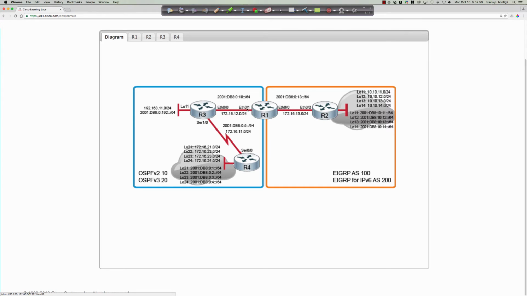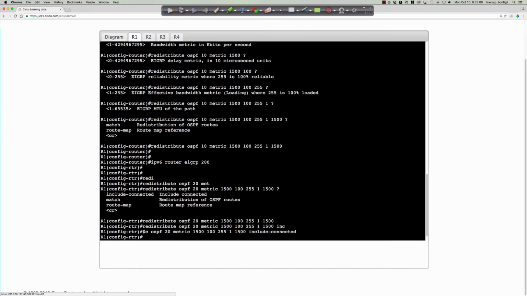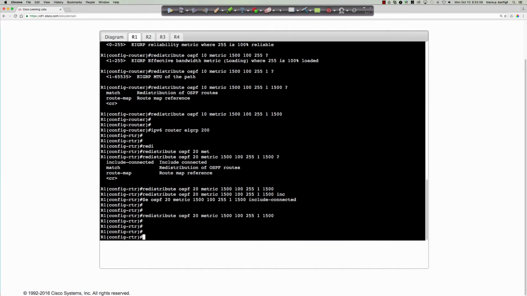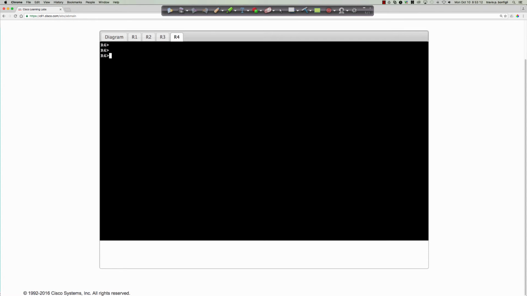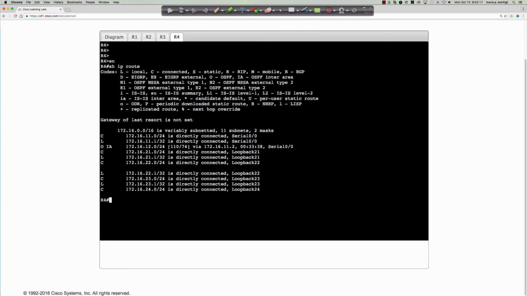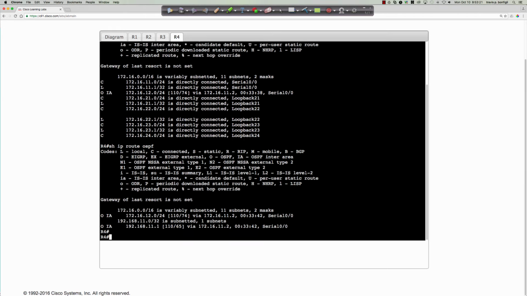And again, all of this is happening on router 1 because router 1 is the only router here that has visibility into both domains. It sees everything from the OSPF domain, and it sees everything from the EIGRP domain. And again, this is a single point of redistribution. So let's come over to router 4. On router 4, let's go from user exec to privilege exec, and we're going to say show ip route, and actually we want show ip route ospf, sorry about that.